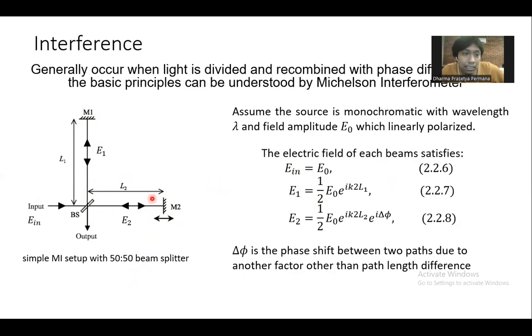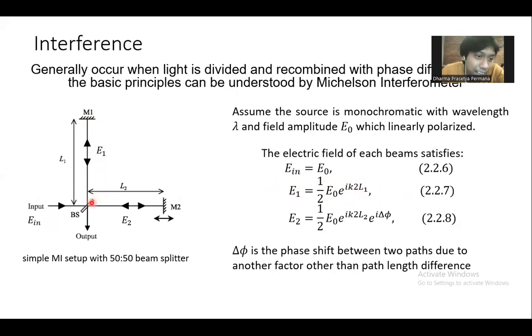E_in is the initial light from the source. E1 is the first light that goes to mirror one. It has half of the amplitude of the initial source, and then it has a phase shift here. The phase shift itself is equal to twice the path length that the first light experiences here. Why is it equal to 2?